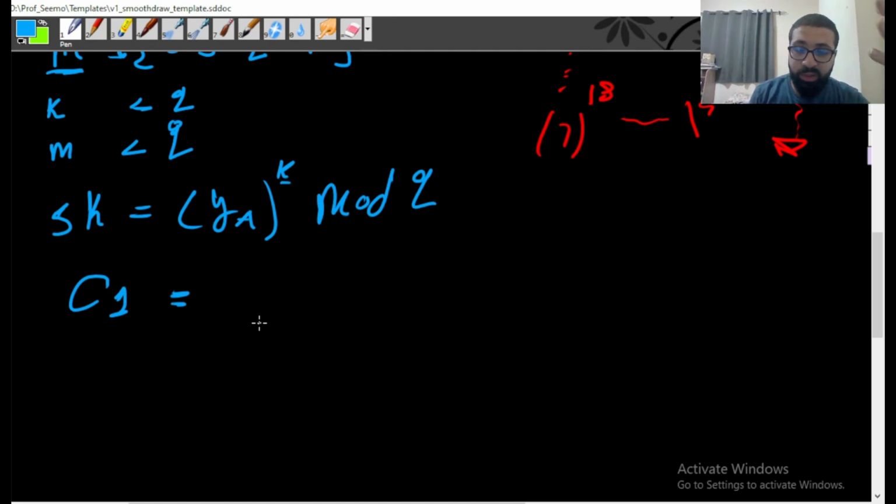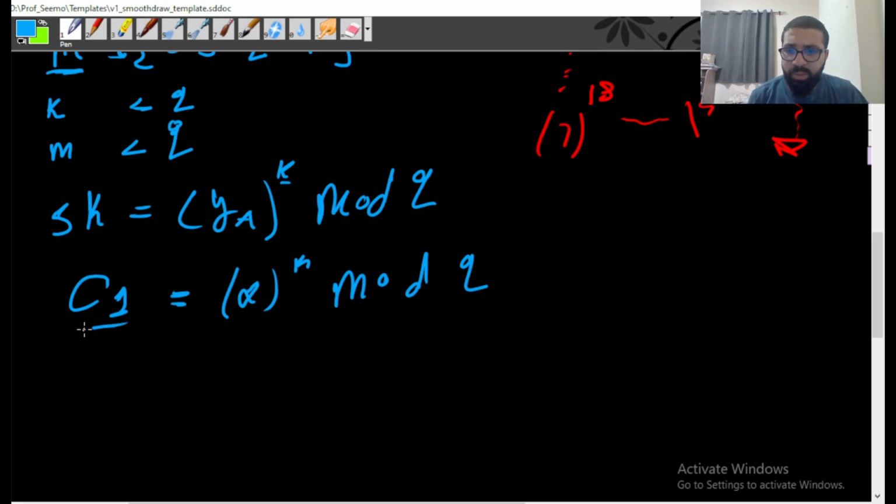Again, when we talk about Diffie-Hellman, here, C1, assume it's like the private key of Bob. So how does Bob generate it? Just use alpha to the power of small k mod Q. Assume this is the private key of Bob. Not complicated, right? Now we have C2.